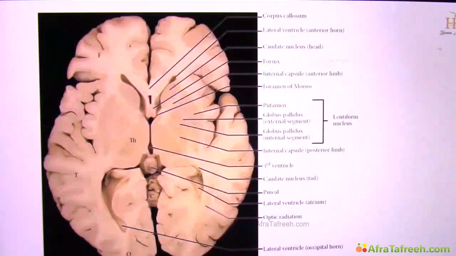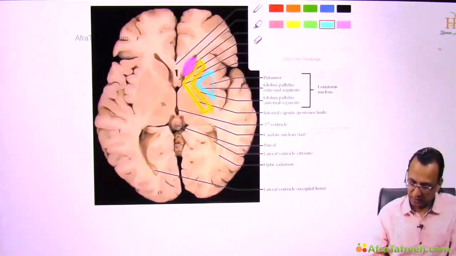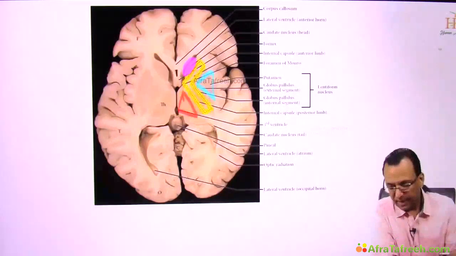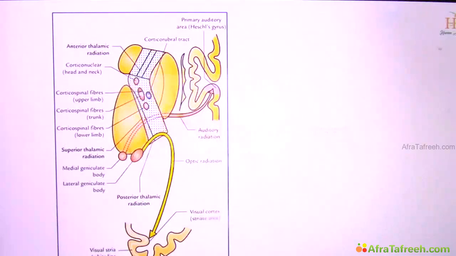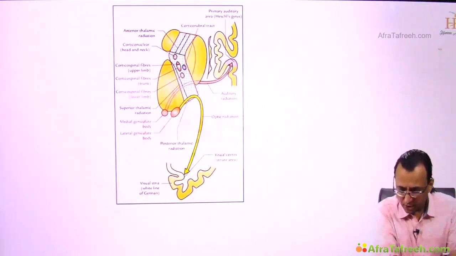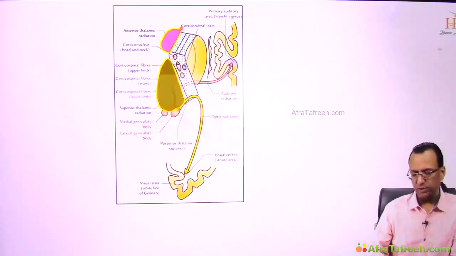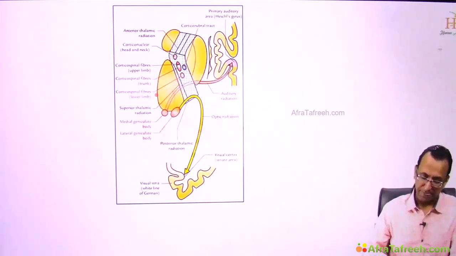This is the internal capsule you have seen already. There is one anterior limb which is sandwiched between the caudate more medially and the lentiform laterally, and the thalamus is actually more medial. And this is the diagram. This is a superior view of the right side of the brain, showing the anterior limb, the posterior limb, and the bend called the genu. You will see the lentiform nucleus is lateral to the internal capsule, and the head of the caudate nucleus is medial, and also the thalamus is medial.